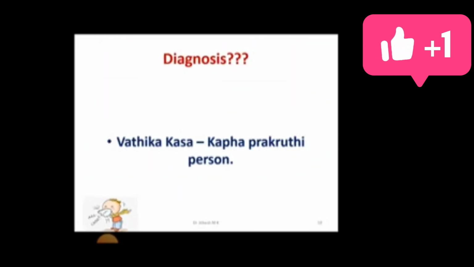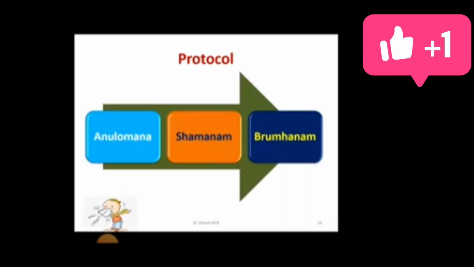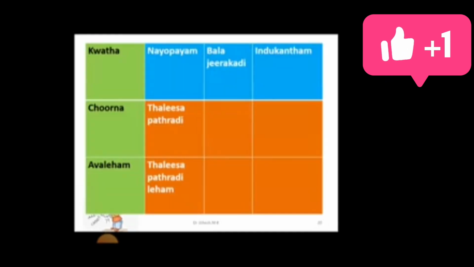Vataja Kasa occurring to the Kapha Prakriti person or Pitta Prakriti person, whatever it may be. Here, previously it was Anulomanam, then Pachanam and Brahmanam. And here also Anulomanam, at the same time Shamanam and Brahmanam. How to select the medicine? So we can select the medicine.